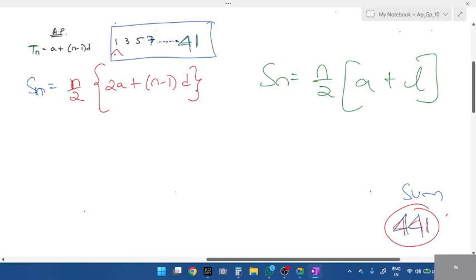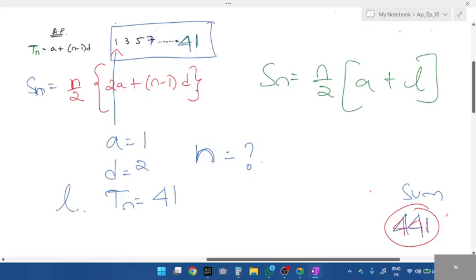The second type of question, they'll give this pattern: 1, 3, 5, 7, up to 41. Here, tell me what these values are. a is equal to 1. d is equal to, again, how much? 3 minus 1 is 2. What is this 41? 41 is the T of n value. What is missing in this, students? What is missing? The n value is missing, right? So this 41 you can take as T of n or l. l or 41, the meaning is the same.